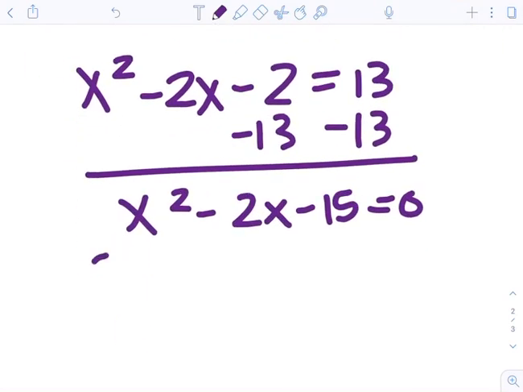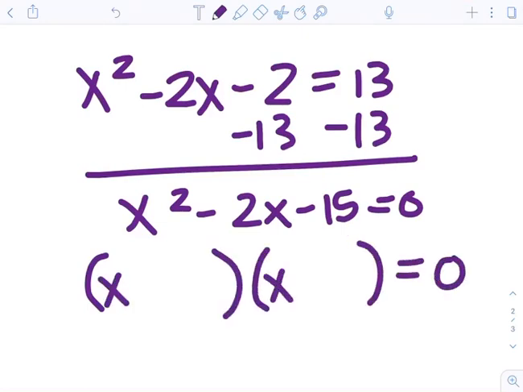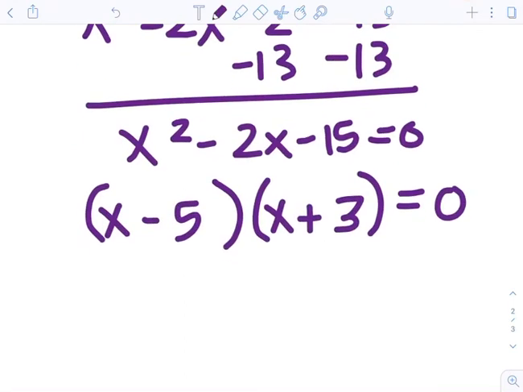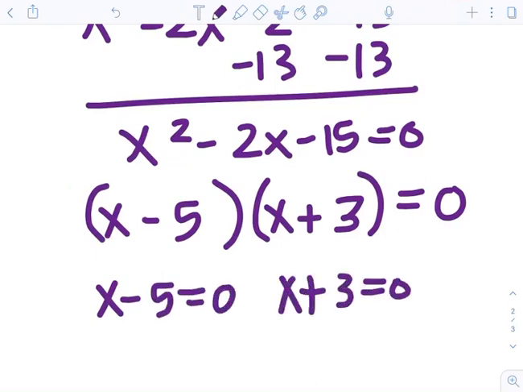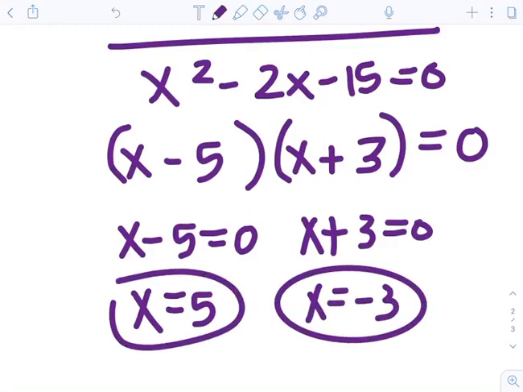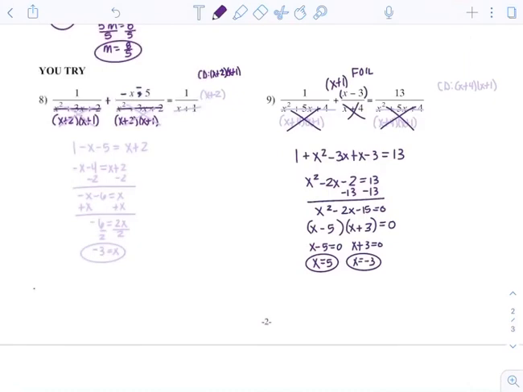And then I'm going to factor. So x and x, it's got to multiply to be negative 15, but add to be negative 2. So minus 5 plus 3. Set both equal to 0. So x equals 5, x equals negative 3. And there's our 2 answers.